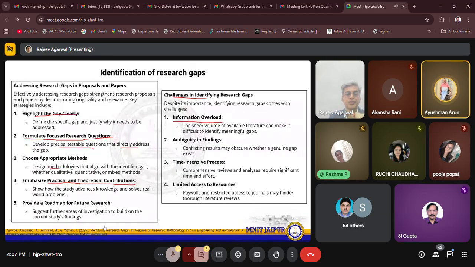What specific elements make that research gap convincing for the reviewers? Just beyond simply stating that the topic has not been studied before. No, no, no. Please see.